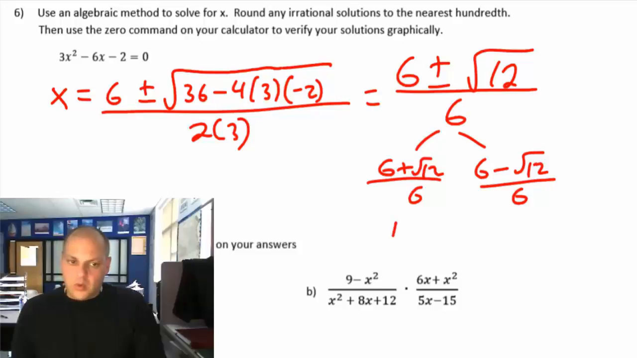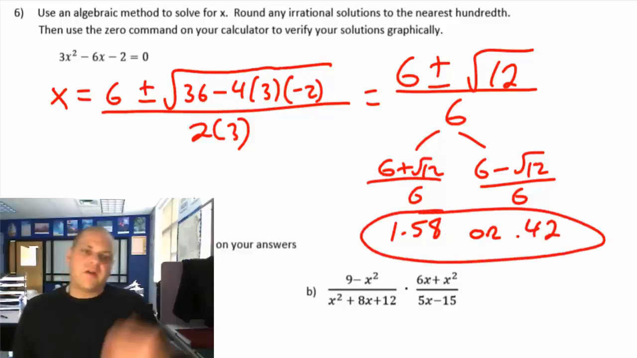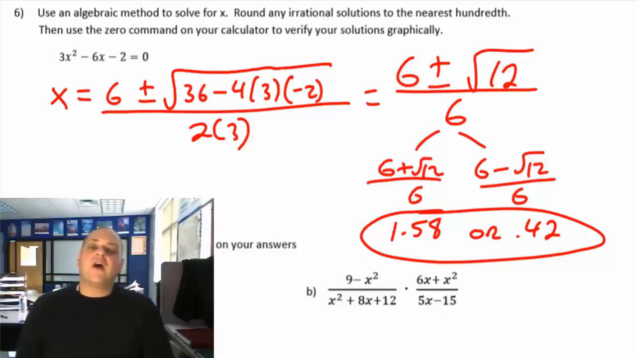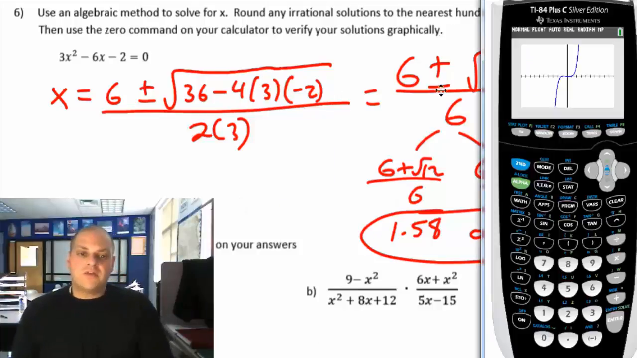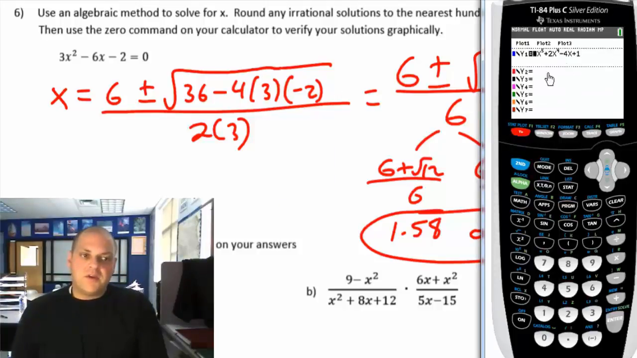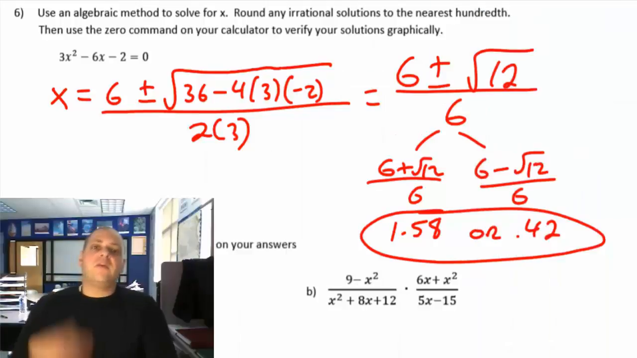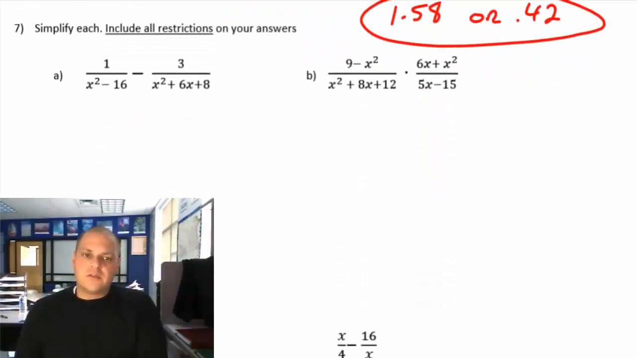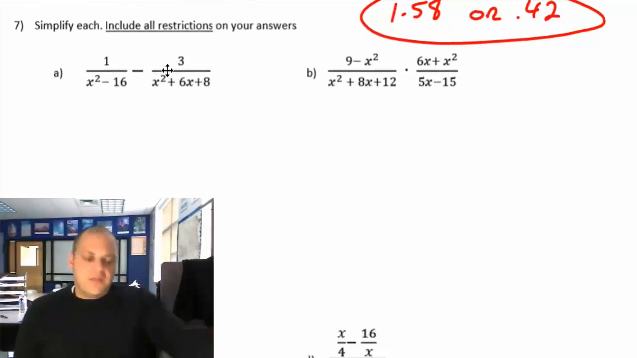And that's going to be 1.58 or 0.42. Okay, so there it is. Then you could verify on the calculator: you would type in your function and then do the zero command. Because if it's equal to 0, you want the zero command to get the x-intercepts: left bound, right bound, guess. I'm not going to do that in the video, but that's what you would do to check yourself if you had to do it on a test.